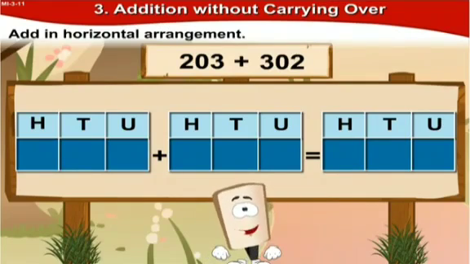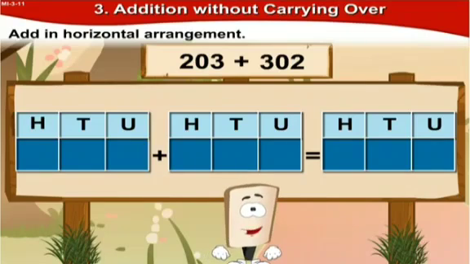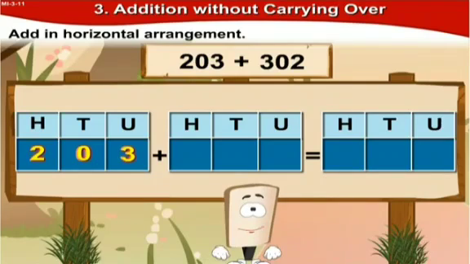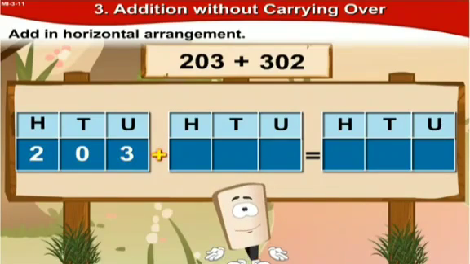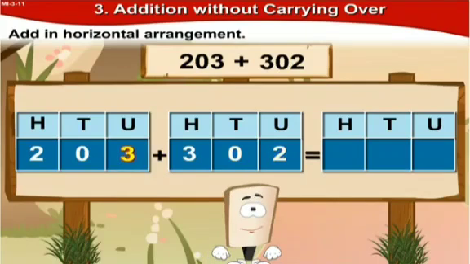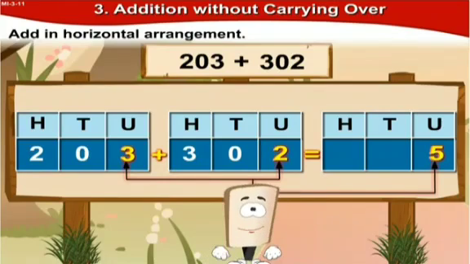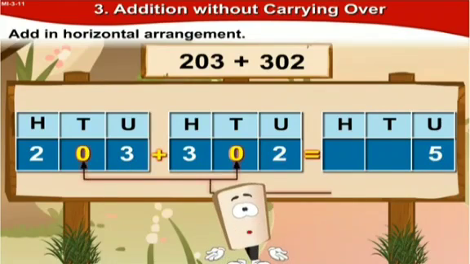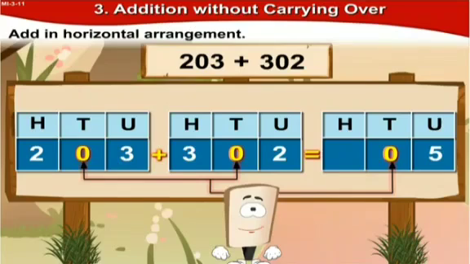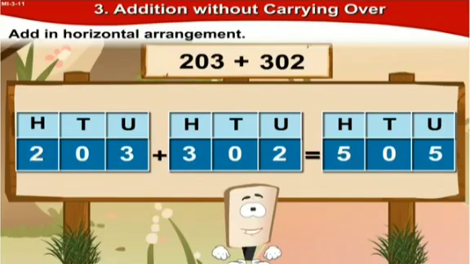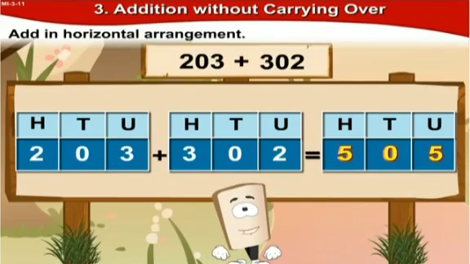203 plus 302. 203 would be 200, 0 tens, 3 units. Plus 302 is 300, 0 tens, 2 units. Now 3 units plus 2 units is 5 units, so write it here. 0 tens plus 0 tens is 0 tens. And 200 plus 300 is 500, which means the answer is 505.